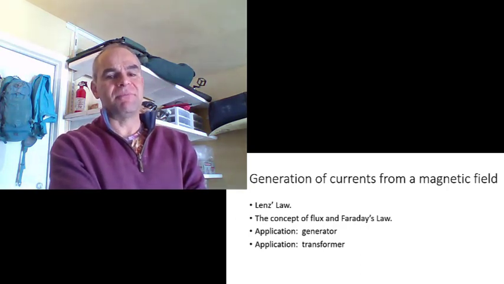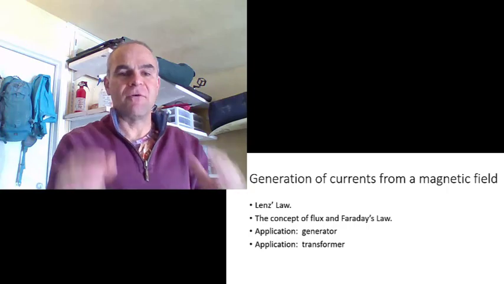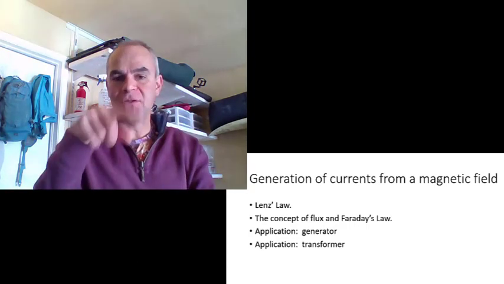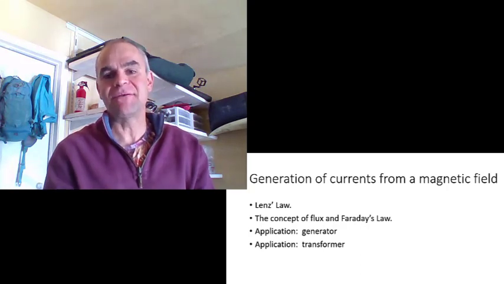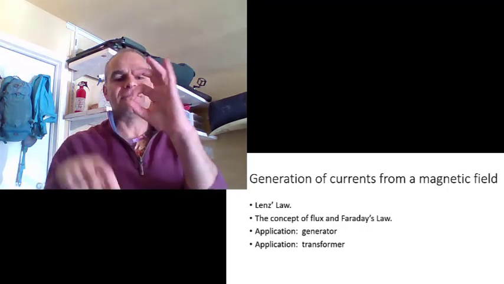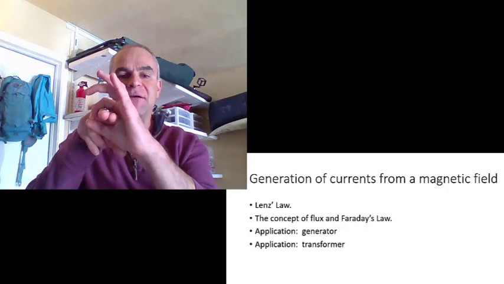We also talked about magnetic flux. That is the product of magnetic field and area over which something exists. And if you have a coil, the flux is N times the magnetic field times the area. And the magnetic field has to be perpendicular to the area.